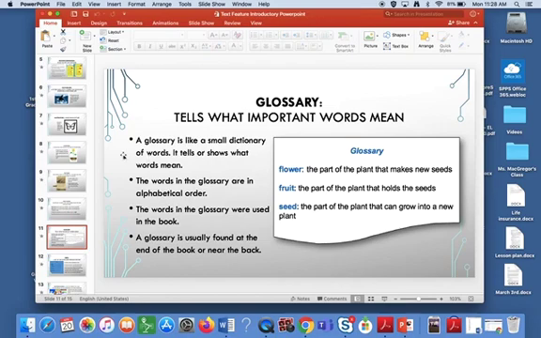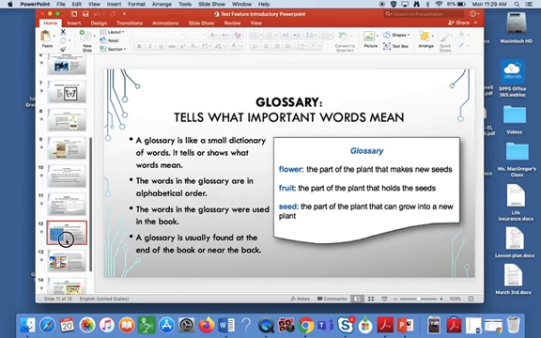A glossary is like a small dictionary of words. It tells or shows what words mean. The words in the glossary are in alphabetical order. See, it says flower, F-L, fruit, F-R, and seed, S, comes after that. The words in the glossary were used in the book, and a glossary is usually found at the end of the book or near the back.